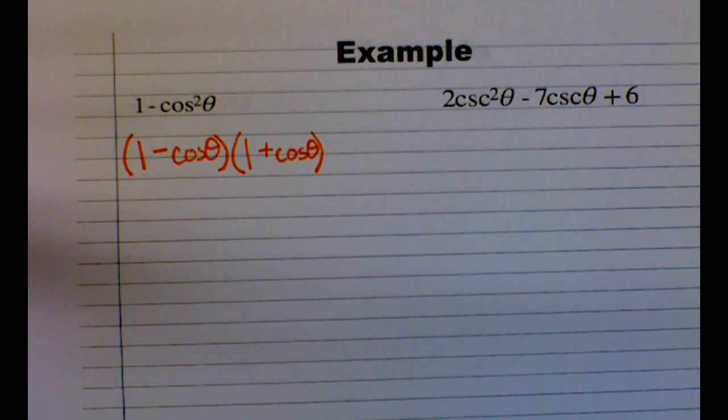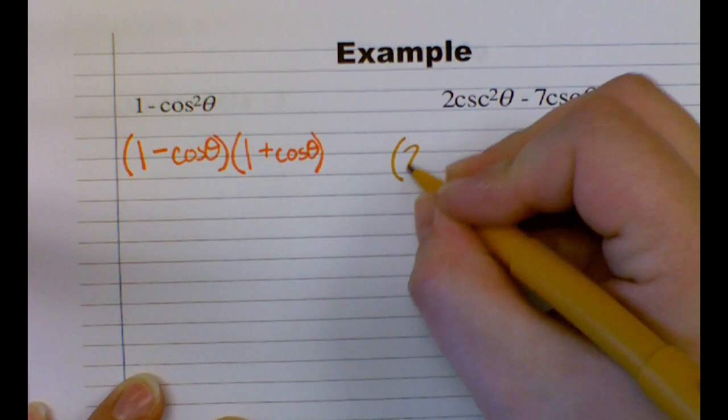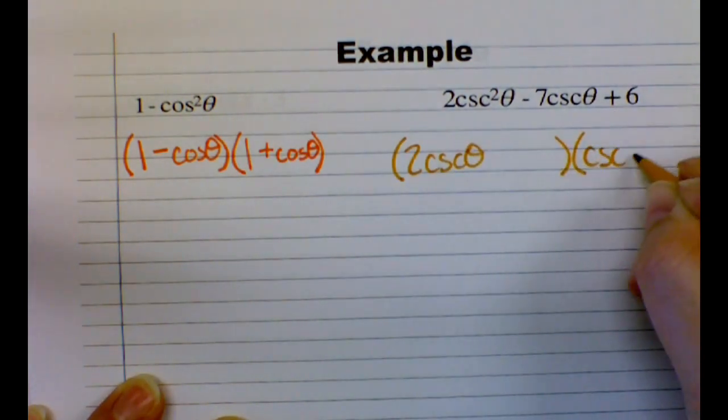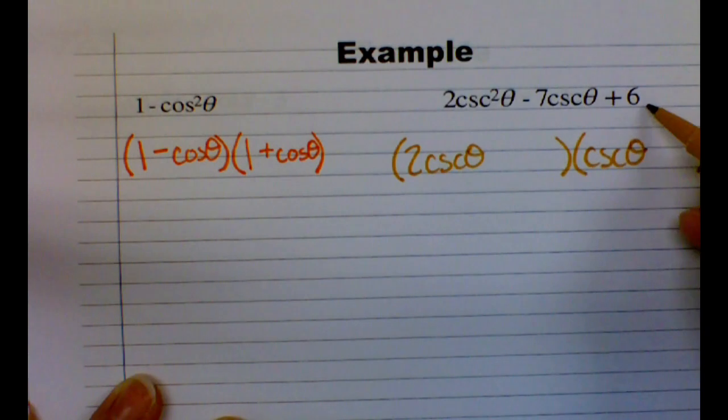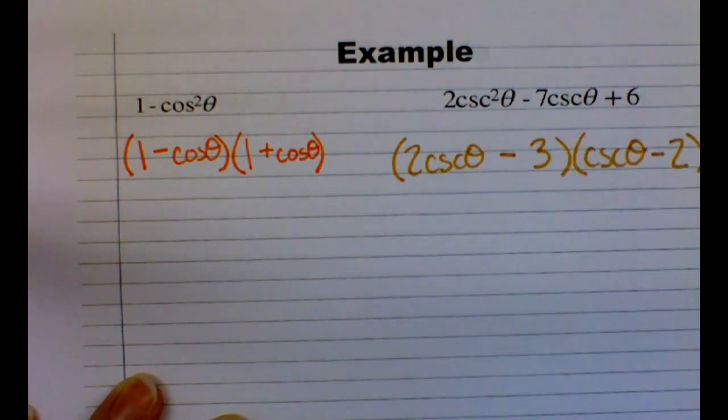All right, for the next one, I have 2 cosecant squared of theta minus 7 cosecant of theta plus 6. I don't see any GCF, so we'll dive straight into factoring. To get 2 something squared, we take 2 cosecant of theta and 1 cosecant of theta. To get 6, I can use 6 and 1 or 2 and 3. To make 7, I think I need to use 2 and 3 because that makes a minus 4, minus 3, and there's my factored answer.